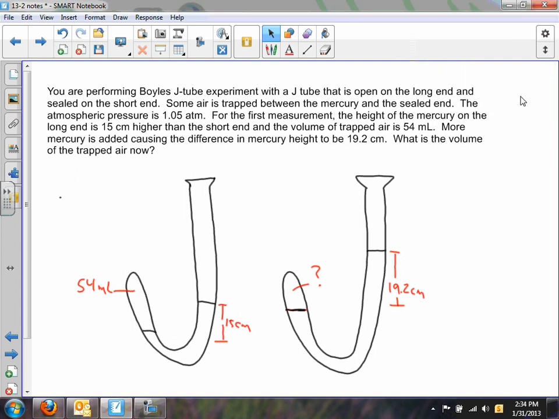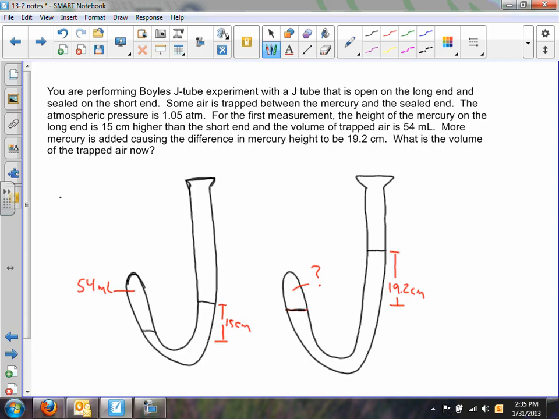Now we're going to try and do an example of what Boyle used to figure out his law. He did his experiment with a J tube. A J tube is simply a tube of glass bent into a J. You've got a sealed end on the one end here. That's sealed, and it's open on the top. This guy is open here.